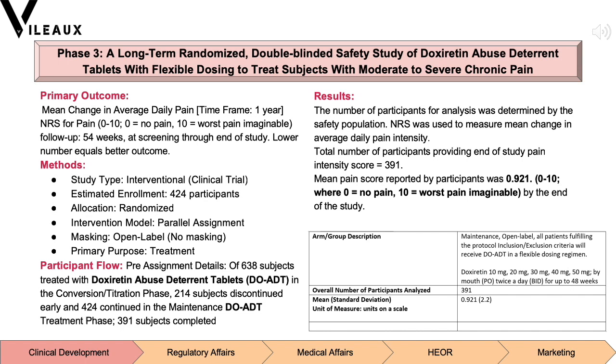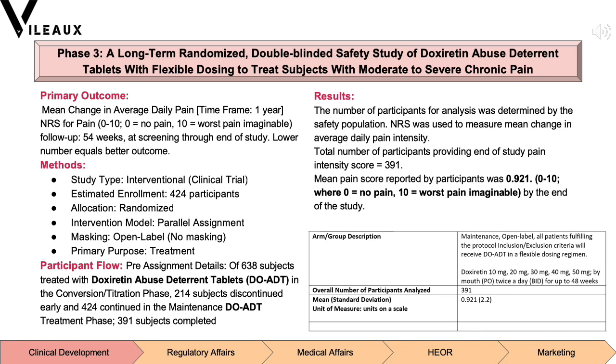Also within the participant flow were our pre-assignment details. Out of the 638 subjects treated with doxorubicin abuse deterrent tablets in the conversion/titration phase, 214 subjects discontinued early, and 424 continued in the maintenance phase. 391 subjects ultimately completed the trial.